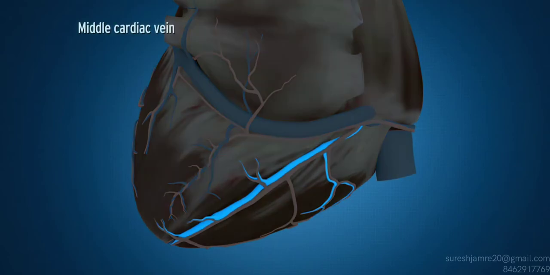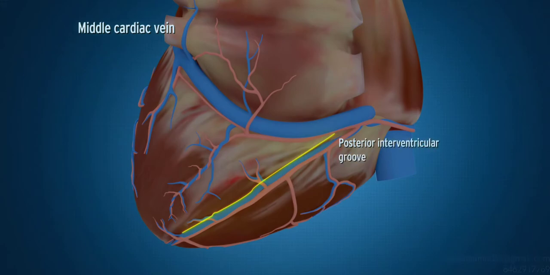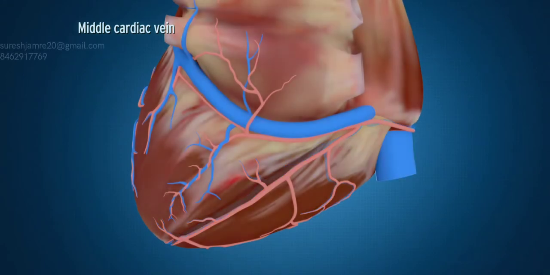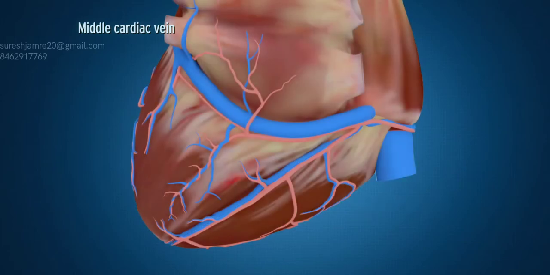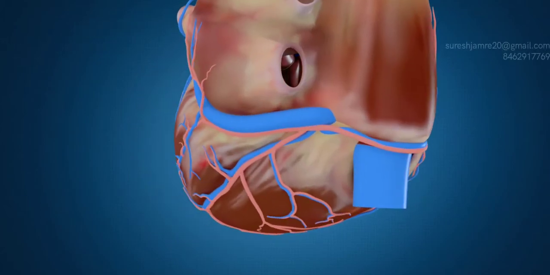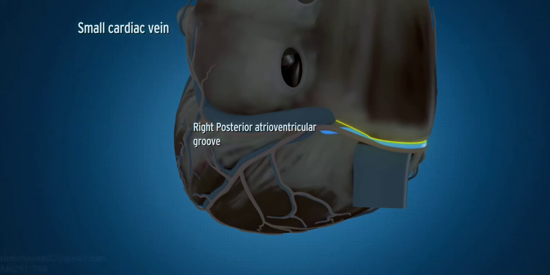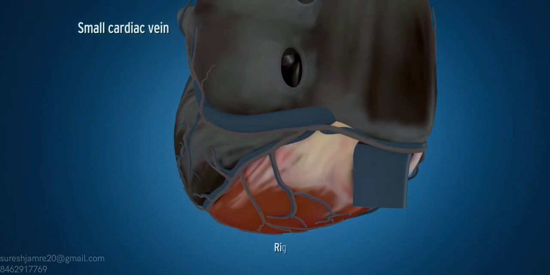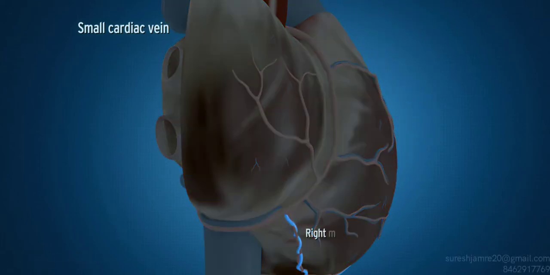Middle cardiac vein. It passes from the apex along the posterior interventricular groove. Here, it accompanies the posterior interventricular artery and terminates close to the right end of the coronary sinus. Small cardiac vein. It is situated in the right posterior atrioventricular groove between the right atrium and right ventricle and opens at the right end of the sinus. Usually, it receives the right marginal vein.